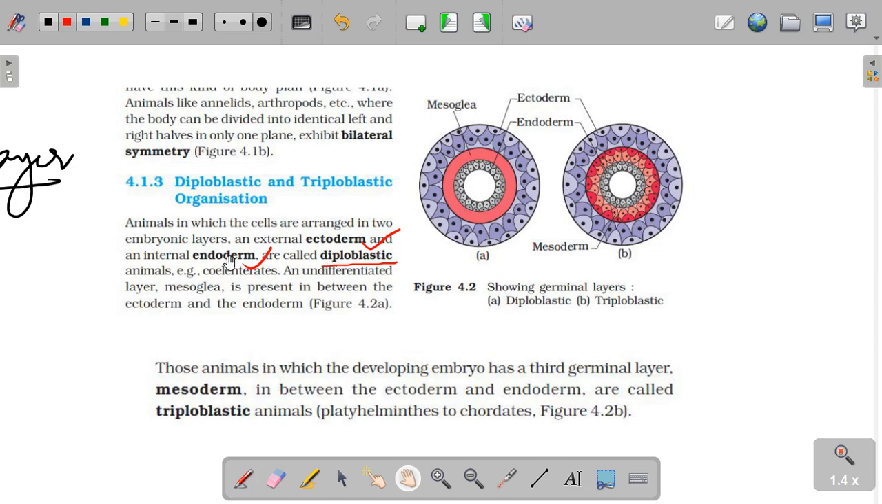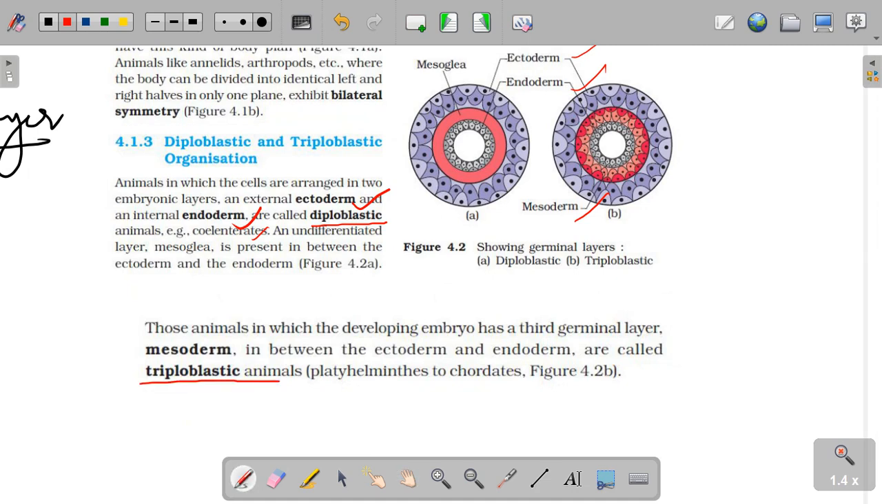And sometimes, if the zygote has three germ layers, ecto, endo and mesoderm, they are called triploblastic animals. All the way from platyhelminths till the chordates have three germ layers. What are those? Ecto, meso and endoderm. That means, take an example of human beings. We belong to chordates. When we are in the zygote form, our embryo has three germ layers, ecto, meso and endoderm. So that's why we belong to a category called triploblastic animals. Fine. Let's move to the next categorization.